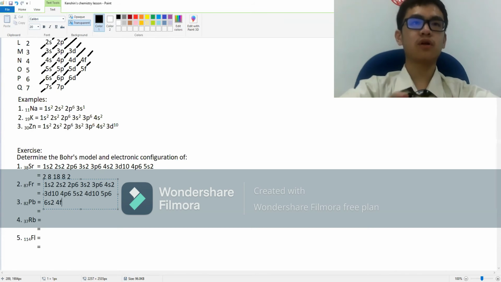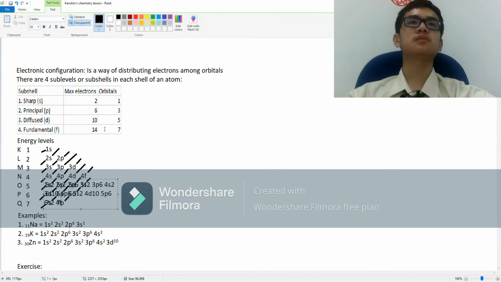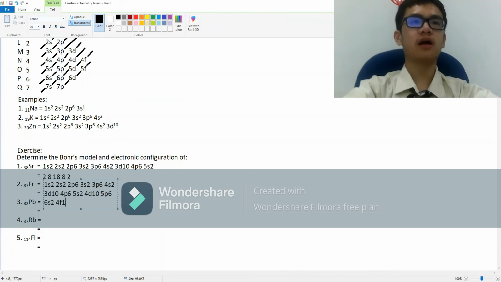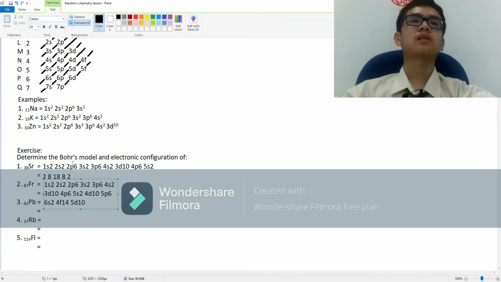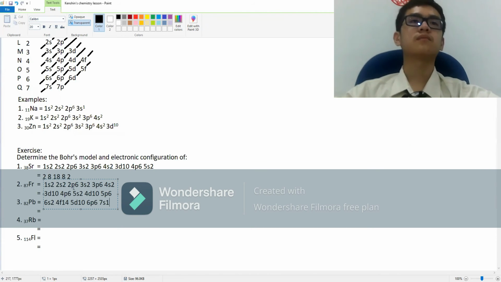Now we go to 4f. 4f has a maximum electron count of 14. So now we go for f14. Now we have 70. After the 4f is 5d. 5d10, which makes it 80. Now 7 more. 5d, then 6p. 6p6, then 7s1.